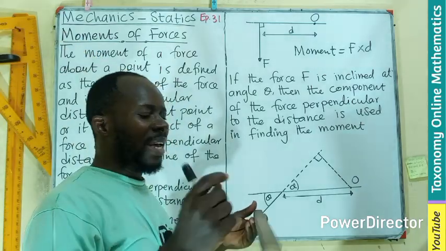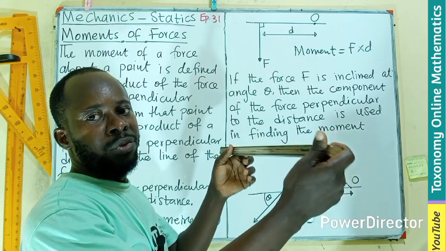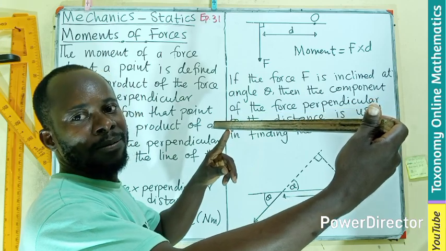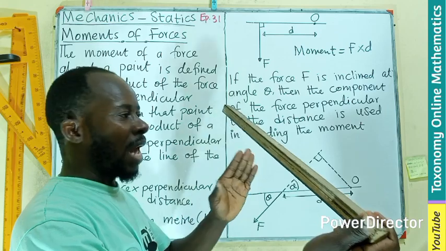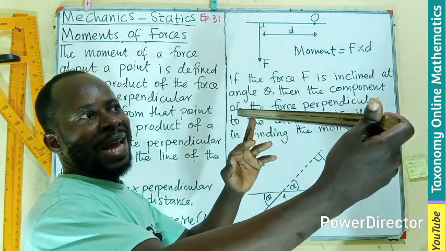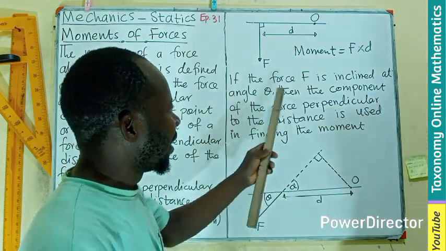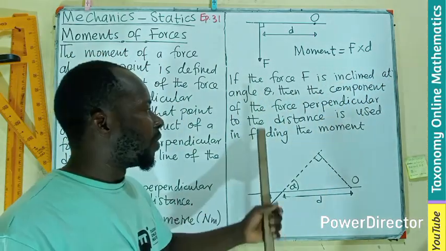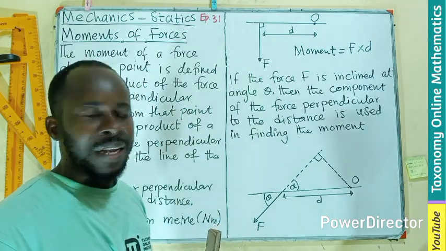Now, in some cases, the force that will be applied to one end of the rigid bar is not going to be perpendicular to the surface, but rather it will be inclined. So when a force is inclined, how do we get the distance to be perpendicular to the force? Because it is no more vertical, it is not at a right angle. It is inclined in this form. So what do we do? If the force is inclined at an angle theta, then the component of the force perpendicular to the distance is what we are going to use.